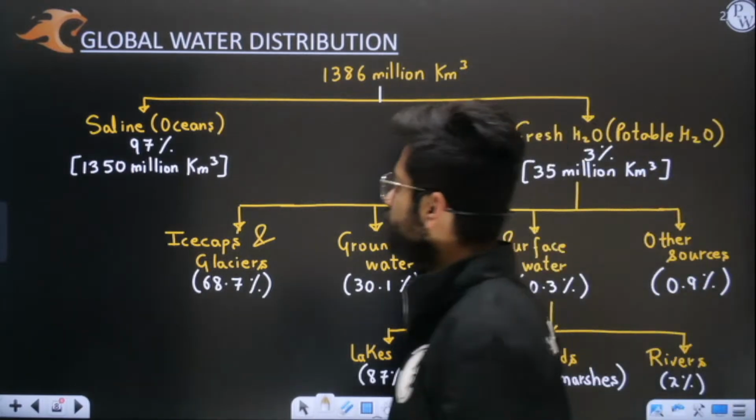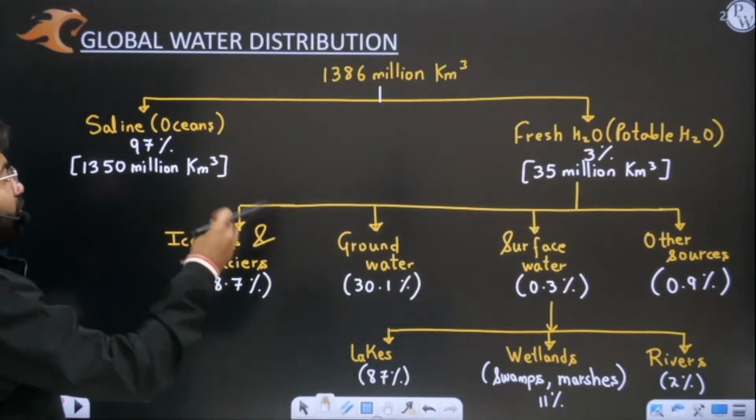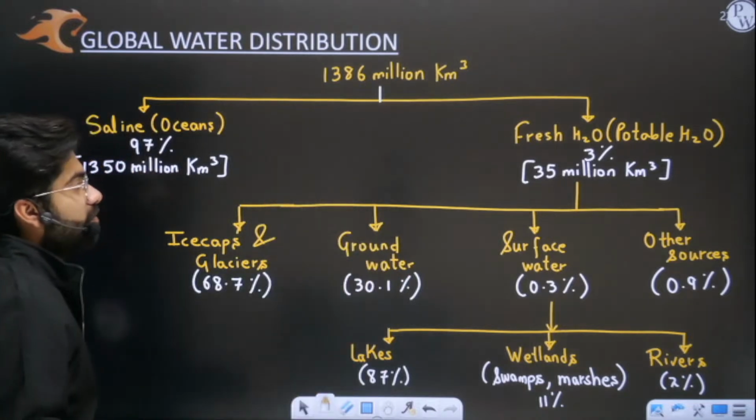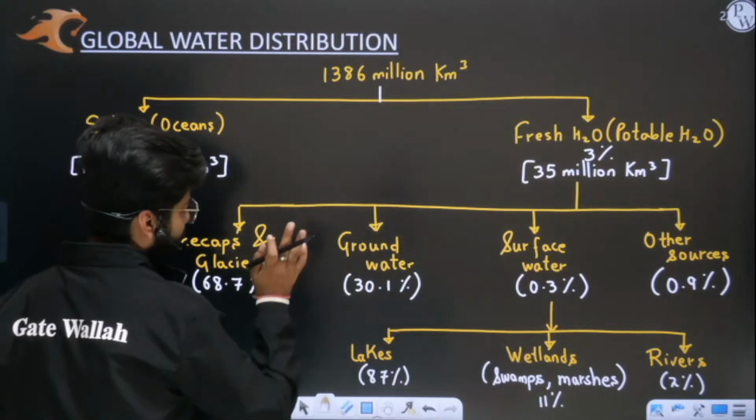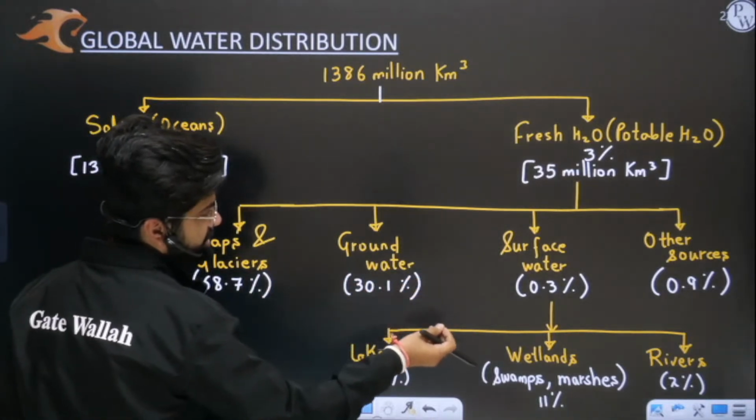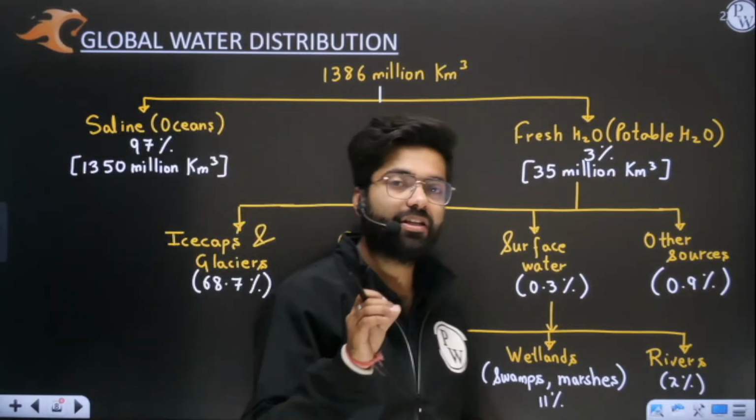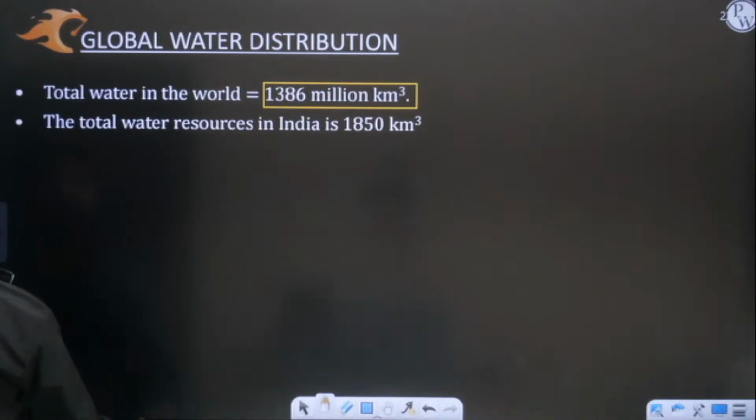Okay, so let's proceed. This is your entire global water distribution, and you can see that of the total fresh water, we have 70% in frozen form and approximately 30% in groundwater, and the remaining little surface water which we have, mostly it is in lakes. Most of the water is present in lakes itself. Yes or no? So this you need to remember. I hope this is clear to you.